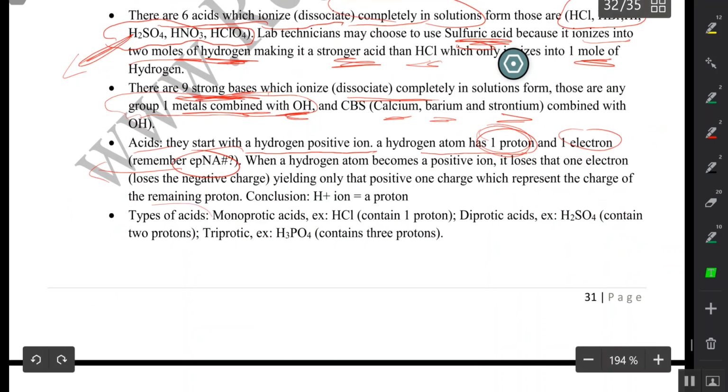And here are the types of acids that we talked about just a few seconds ago. Monoprotic acid, an example would be HCl. Why is this monoprotic? Because it has 1 hydrogen proton. If it has 1 proton, it's monoprotic. If it has 2 protons, it's diprotic. And if it has 3 protons, it's triprotic.